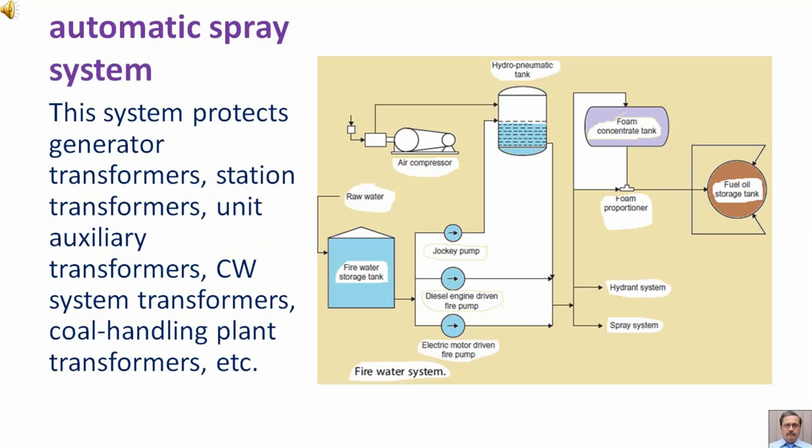This system protects generator transformers, station transformers, unit auxiliary transformers, circulating water system transformers, coal handling plant transformers, etc.